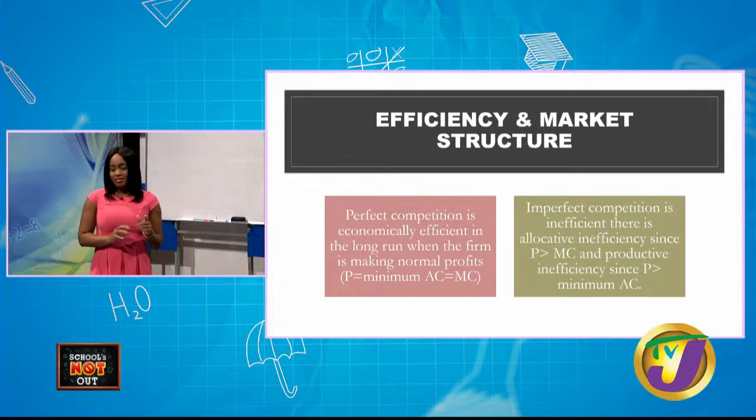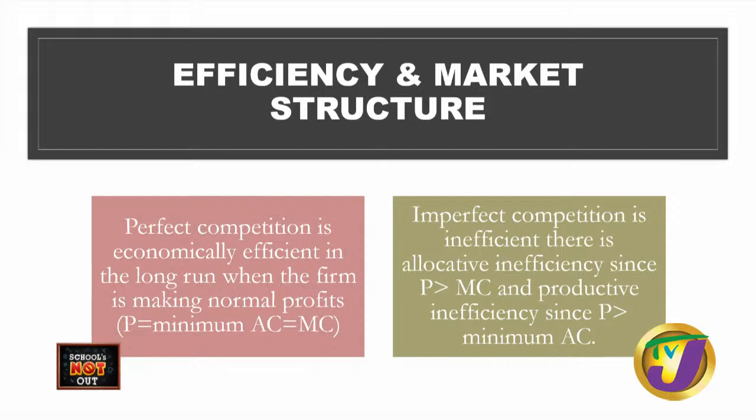All right, so as it relates to market structure, we want to look at how efficiency relates to market structure, and we covered market structure a few weeks back. So perfect competition is an economically efficient market structure, while imperfect competition, the monopoly or the oligopoly, they're allocatively inefficient in their production.